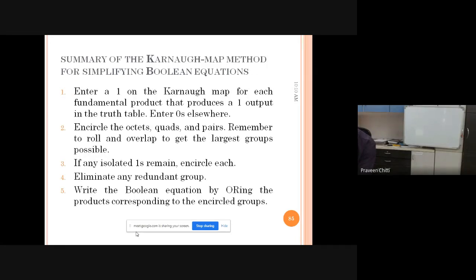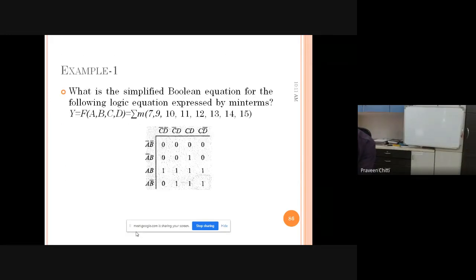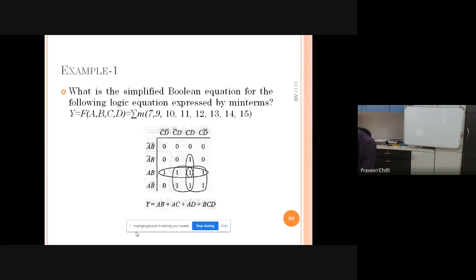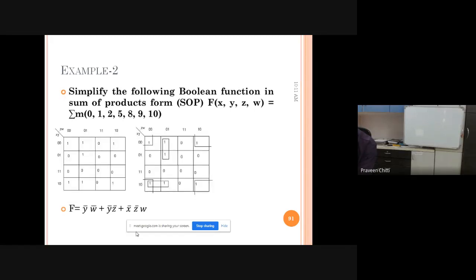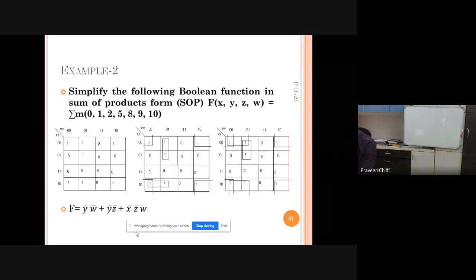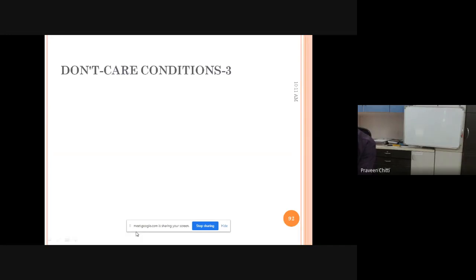So summary of the Karnaugh map method for simplifying Boolean expression. Already I have explained it, how you should do it. This is one more example shown here. You can see this is one pair, one chord, then two different chord and one pair, and you can get the answer, right? I think this I have given as a homework. You might people have already done this, right? Now the SOP expression, one more expression is given here. You can see how we can do the grouping, right? The different ways in which you can do the grouping is shown here.